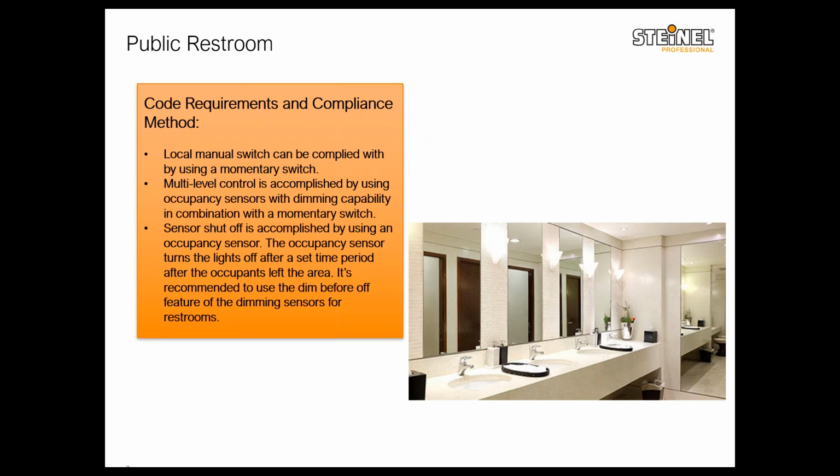So the dim before off function, what it does is, after your main occupancy timer expires, it dims down the lights to a predefined value, which can be from 20 to 50%. So the lights don't completely go off, and they stay on at that lower dim level for another 15 minutes, or whatever setting you put, and then they go off. So if someone opens the door, or if someone just walks in, the lights won't be completely off in the meantime.